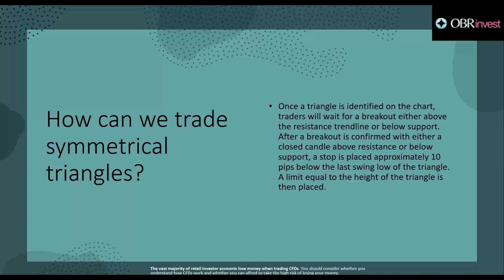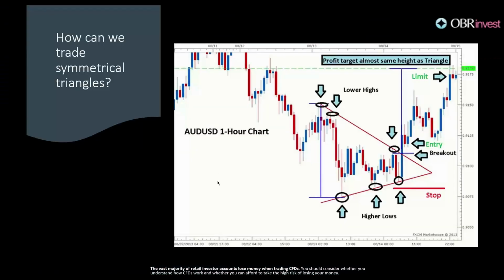So once a triangle is identified on a chart, traders will wait for the breakout, either above the resistance trend line or below the support. After a breakout is confirmed with a closed candle above resistance or below support, a stop is placed about 10 pips below the last swing low of the triangle. A limit equal to the height of the triangle is then placed. Well, that's just fancy words telling you everything I just told you. So let's go back over and take a look at the charts, to see what they look like in real life instead of in sketches.